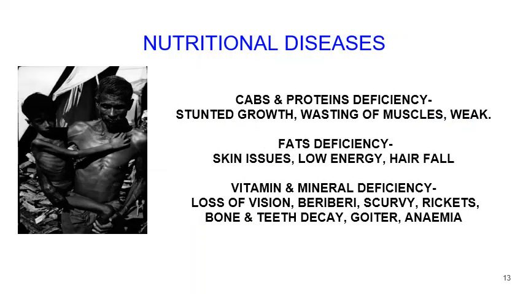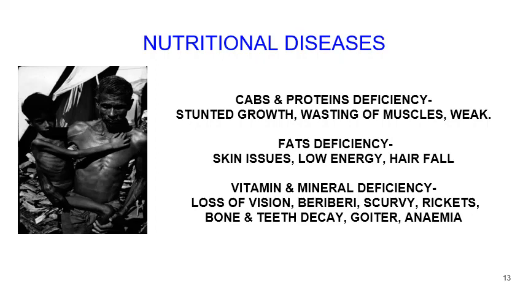Now let us see some of the diseases caused due to nutrition deficiencies. You see here a photograph. Here a child of 10 years old, see how bony he is. Here is a man, he is also like that. They are called undernourished people. These people do not get enough carbohydrates and proteins in their food, and it is called a deficiency disease that leads to stunted growth, wasting of muscles, and a very weak body.